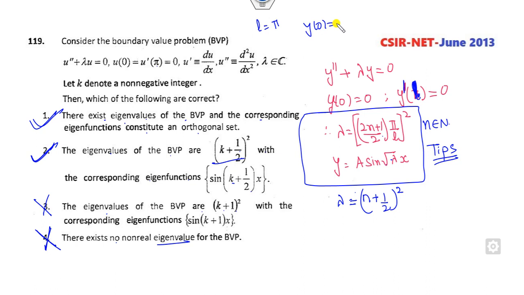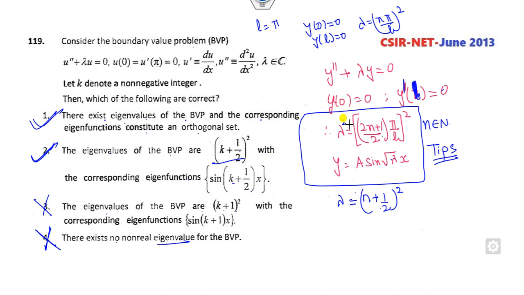Whenever the initial condition is like this, then the solution will be n pi by l whole square. If the condition is y dash of 0, then the solution will be like this. If it is lambda square, then you can write it as lambda square as well. But here it is simple lambda, so you can write it like this.